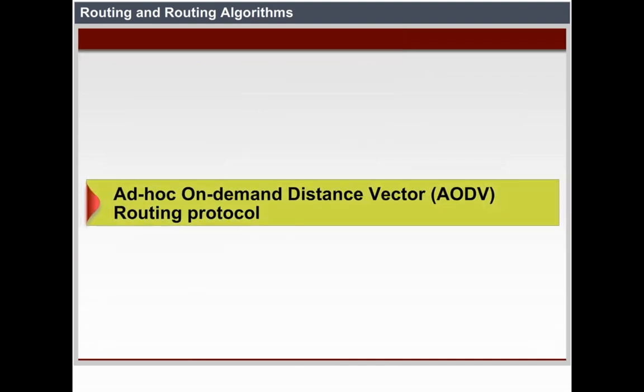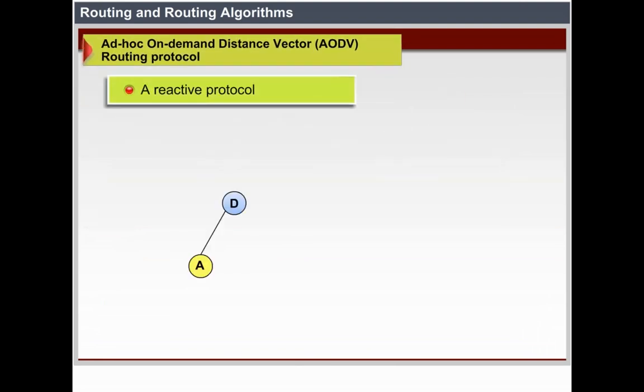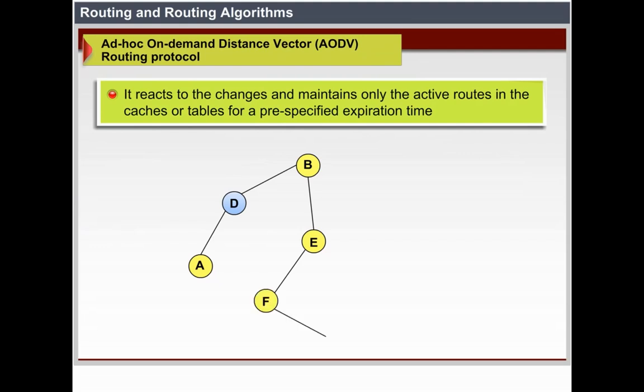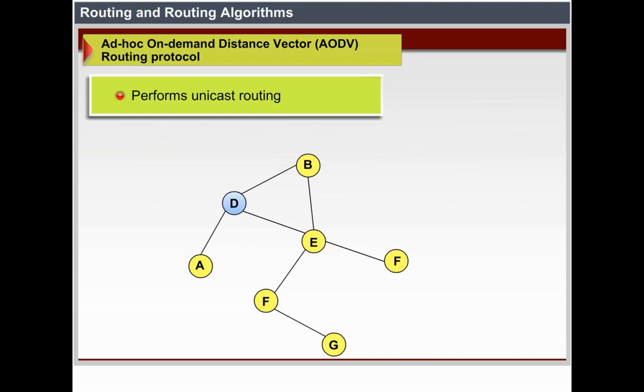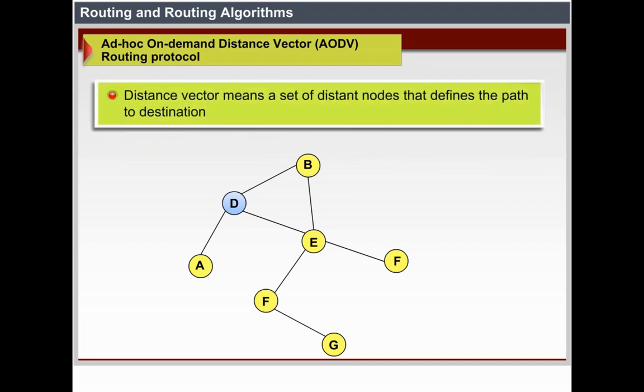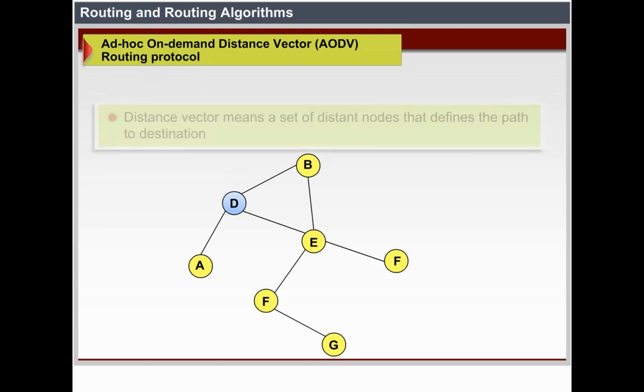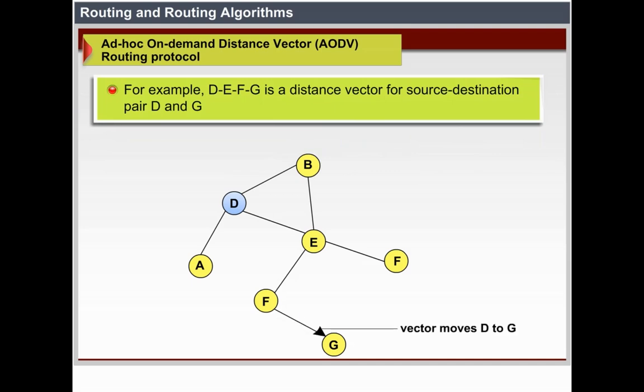Ad hoc on-demand distance vector AODV routing protocol. A reactive protocol. Reacts to the changes and maintains only the active routes in the cache or tables for a pre-specified expiration time. Routes that are found are expected to be available at a given instant. Performs unicast routing. Distance vector means a set of distant nodes which defines the path to destination. For example, DEFG is a distance vector for source-destination pair D and G.